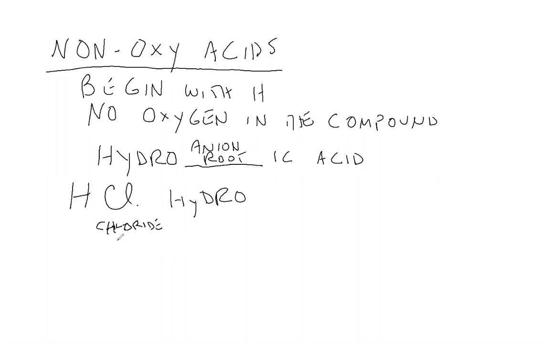Okay, so this is the chloride ion, Cl minus. So we're going to use the root, the chlor. So this is hydrochlor. That's the anion root. Ic.